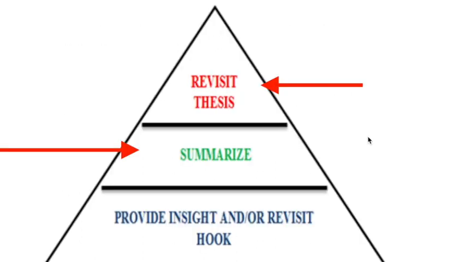The second part of your conclusion is where you summarize the facts in your paper. You should have 3 sentences in the summarize section, 1 for each body paragraph of your paper. Give 1 very general fact from each paragraph of your paper in the summarize section.